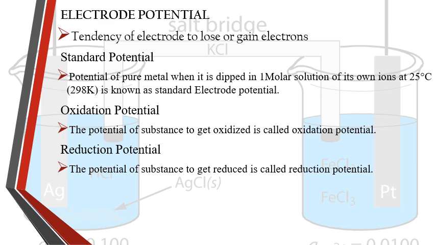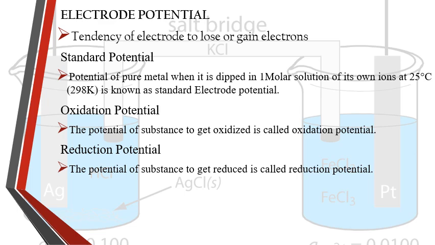Electrode potential is the tendency of an electrode to lose or gain electrons. This concept is central to understanding how potentiometric measurements work, as the potential difference between electrodes reflects the concentration of ions in the solution.